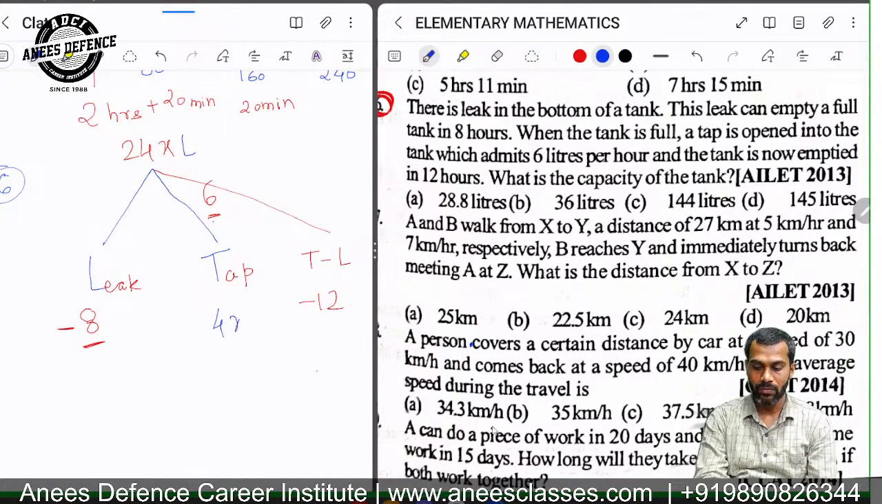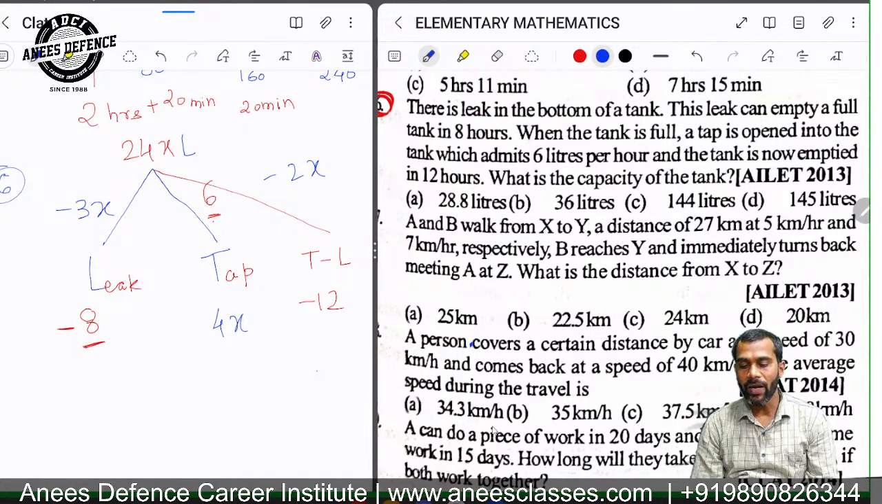4x? 4x. Yes or no? Okay. Now, what is the total overall efficiency of tap and leak simultaneously? It is 24x upon minus 12. So it is nothing but minus 2x. Yes or no? Now here, leak. What is the efficiency of leak? 24x upon minus 8, that is minus 3x.